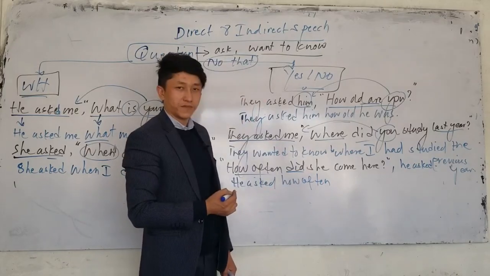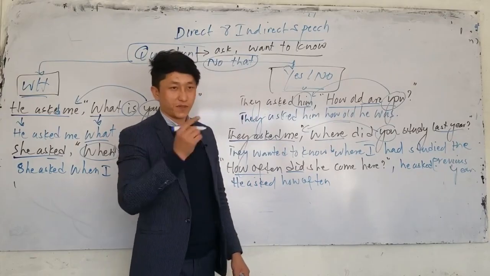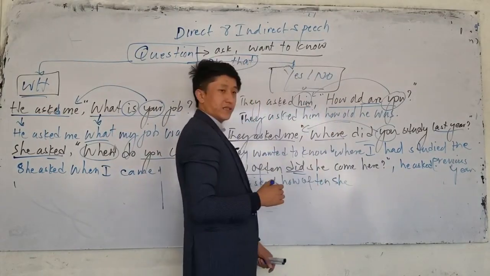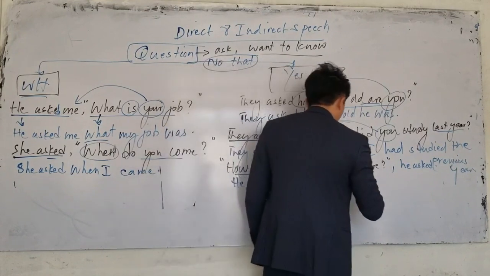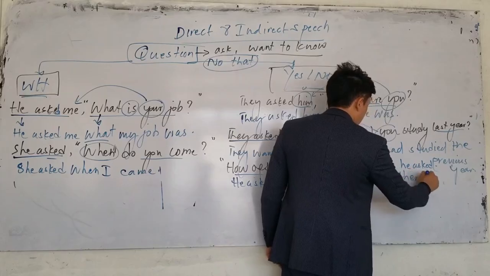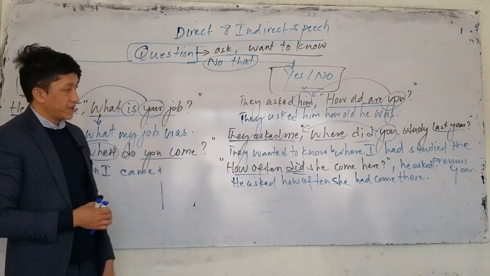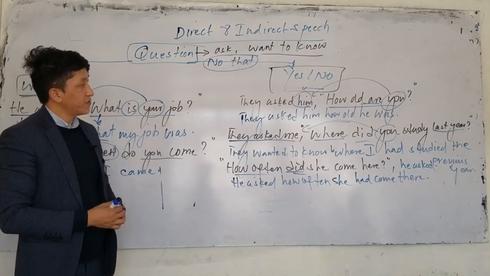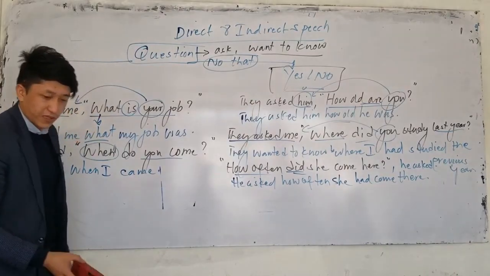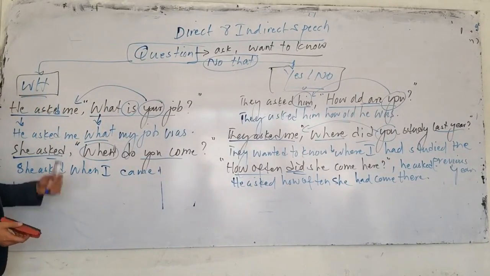He asked. Now, subject is she. She is the first, second, or third person? Third person. Can we change it? No. How often she. What tense is this? Simple past. Simple past changes to past perfect. How often she had come here, and here changes to there. Now, if the place is not clear, actually. Now, this is how we can change direct speech into indirect speech. Direct question into indirect question.